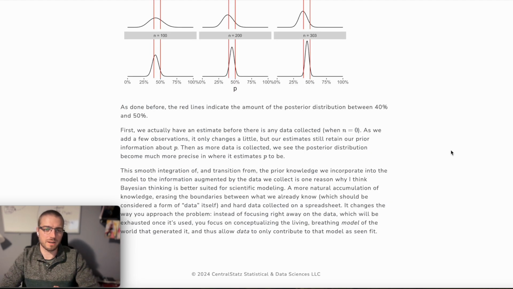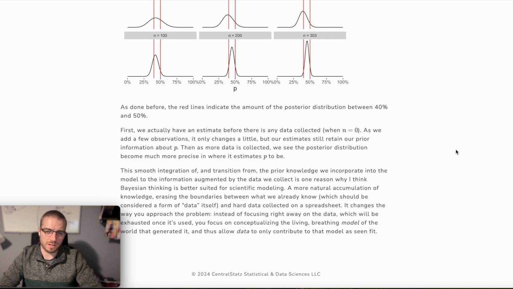So I think the last paragraph in this article really summarizes the point. "This smooth integration of and transition from the prior knowledge we incorporate into the model to the information augmented by the data we collect is one reason why I think Bayesian thinking is better suited for scientific modeling. A more natural accumulation of knowledge, erasing the boundaries between what we already know, which should be considered a form of data itself, and hard data collected on a spreadsheet. It changes the way you approach the problem.